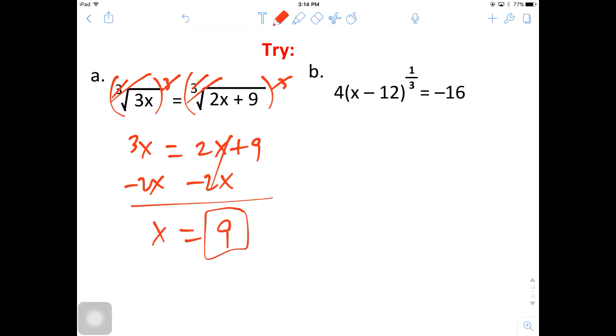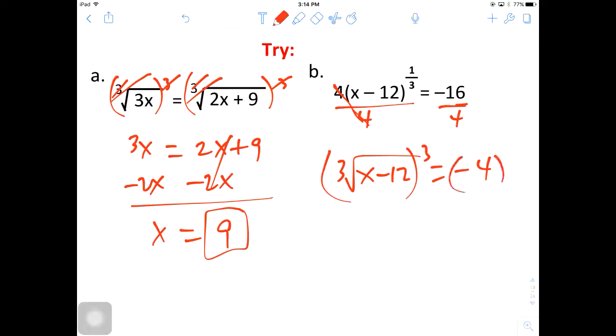I hope so. In the second problem, I'm going to get rid of that 4 by dividing by 4 on both sides first. So I'm going to rewrite it as cube root of x minus 12 equals -4, and cubing on both sides to undo that cube root. And we got x minus 12 equals -4 times -4 times -4, which gives me -64.